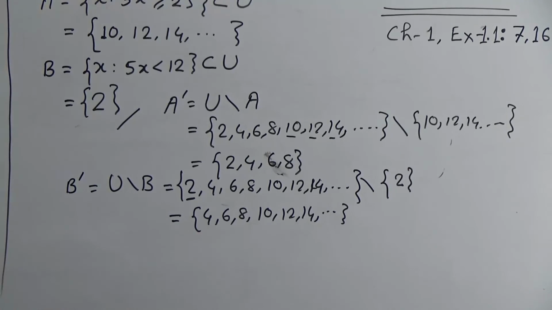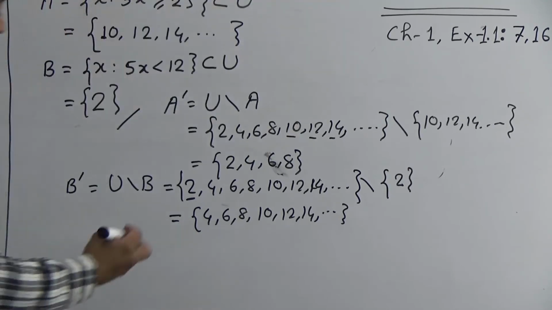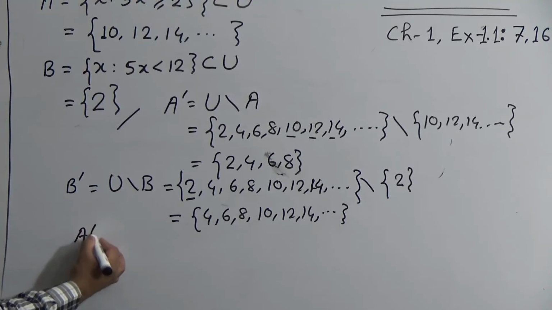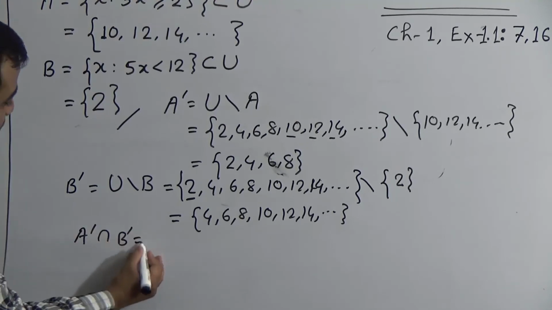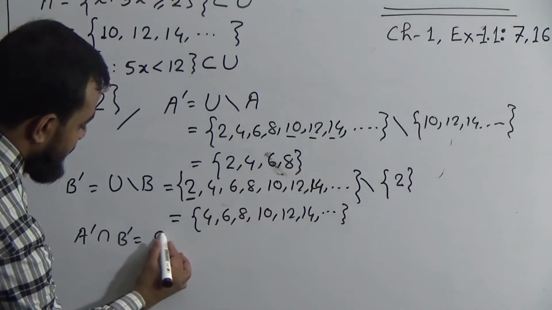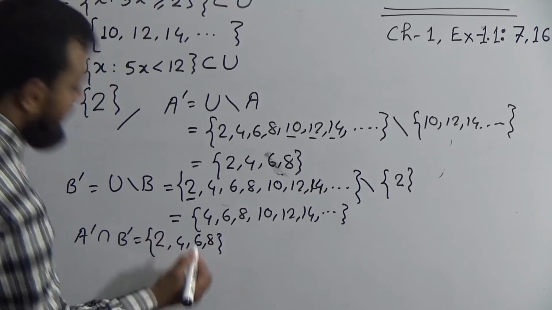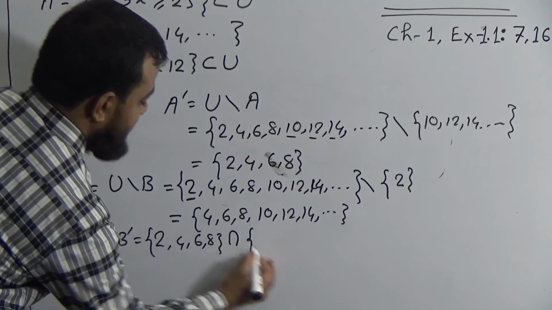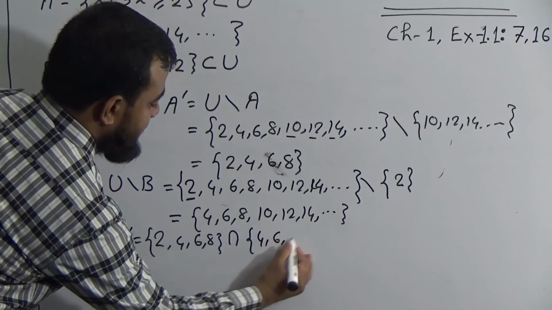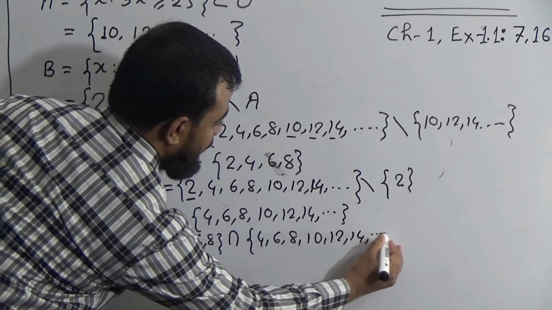Now we need to find out the intersection of A prime and B prime. A prime intersection B prime equal to how much? A prime equal to this one: 2, 4, 6 and 8. B prime is the set of 4, 6, 8, 10, 12, 14 and so on, my dear students.